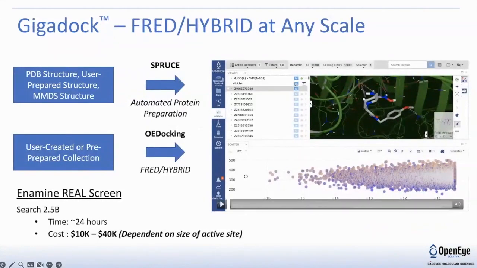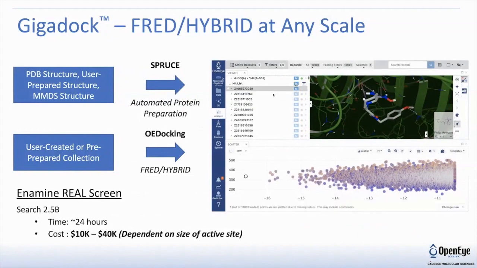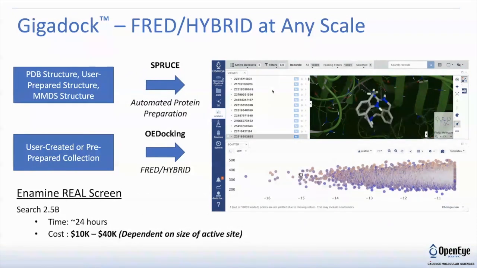Orion also has many tools to support such a virtual screening campaign beyond just the docking engine. It has an implementation of our application Spruce, which can be used to prepare a protein structure from the PDB or prepare your own in-house structures. It also allows for import from our repository of pre-prepared structures, known as MMDS, or the Macromolecular Data Service. And this is accompanied by the GigaDock flow, which is our implementation of our docking engine on Orion.